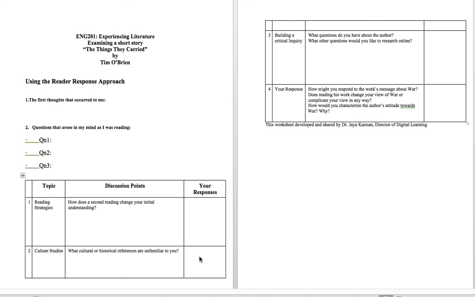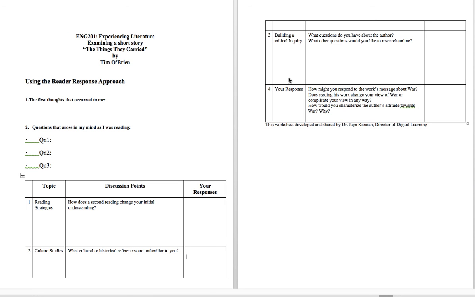In cultural studies, are there historical references or cultural references in a text that are unfamiliar to you? Certainly in this story, there are references to Vietnam, which might be unfamiliar to you. There are references to some kind of military equipment. For example, on page 406, "they all carried at least one M18 colored smoke grenade, 24 ounces." Perhaps you didn't really understand what an M18 colored smoke grenade looked like. Perhaps it's something you wondered about and want to look up.